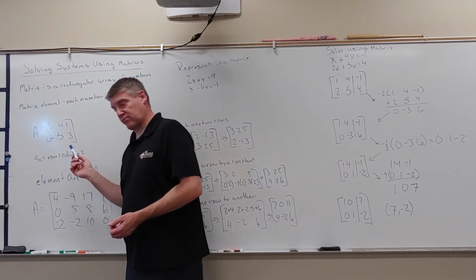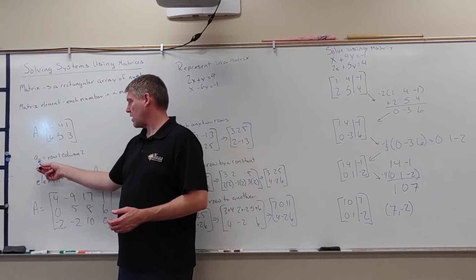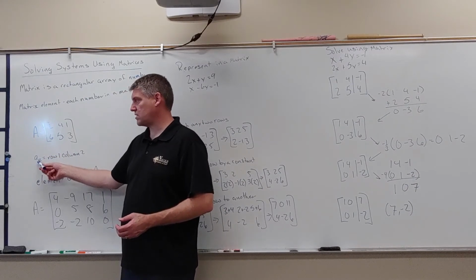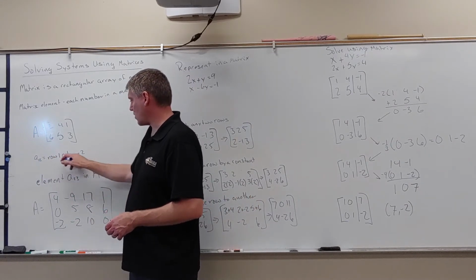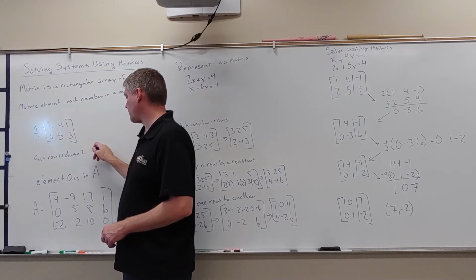This is a 2 by 3. So when I'm looking at my elements here, I actually have my little a here, 1, 2. So the first number tells me the row. The second number tells me the column. So this is row 1, column 2. So that would be equal to 4.